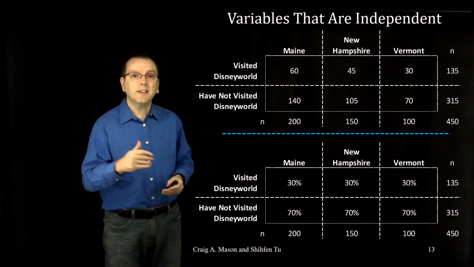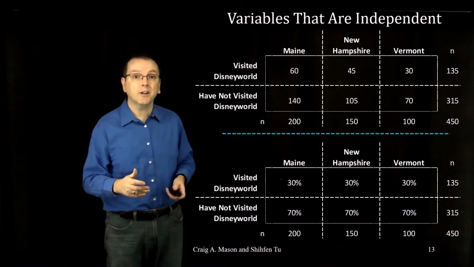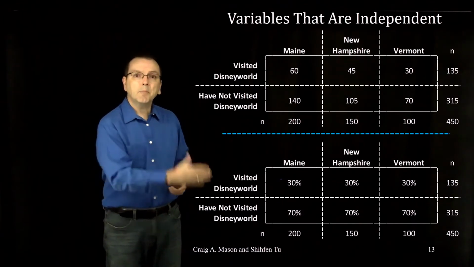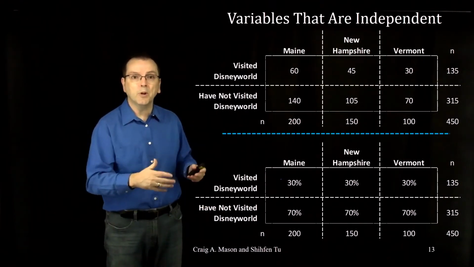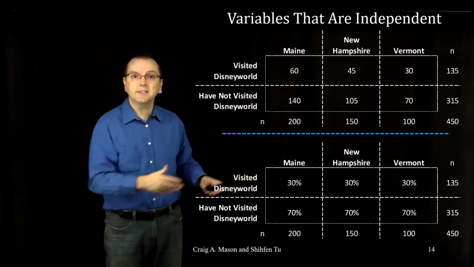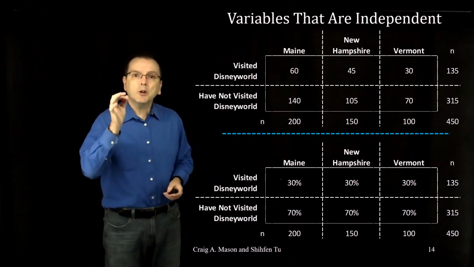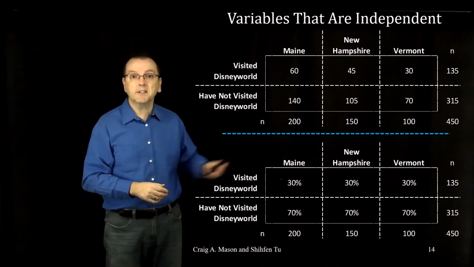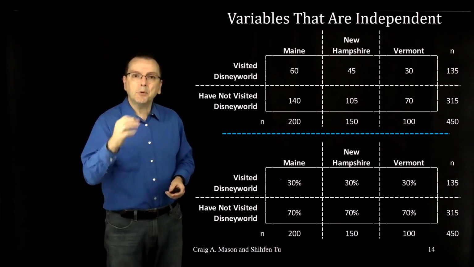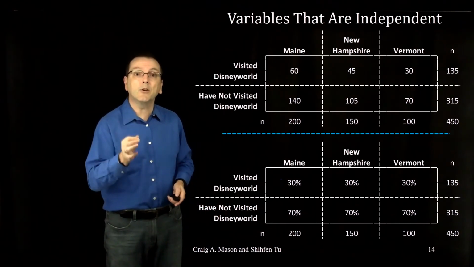Now, notice that the ends don't have to be equal. We have more people from Maine than New Hampshire and more people from New Hampshire than Vermont. And also notice that the percentages don't have to be equal either. If we look, it's not 50-50, is it? It's 30-70. Again, to be independent, whichever group you're in for one variable, in this case the state you live in, has no impact on the probability of the other variable. In this case, it has no impact on the probability that you visited Disney.